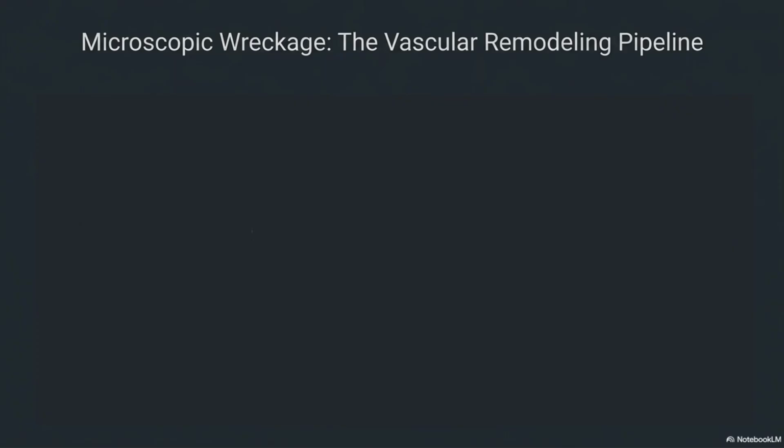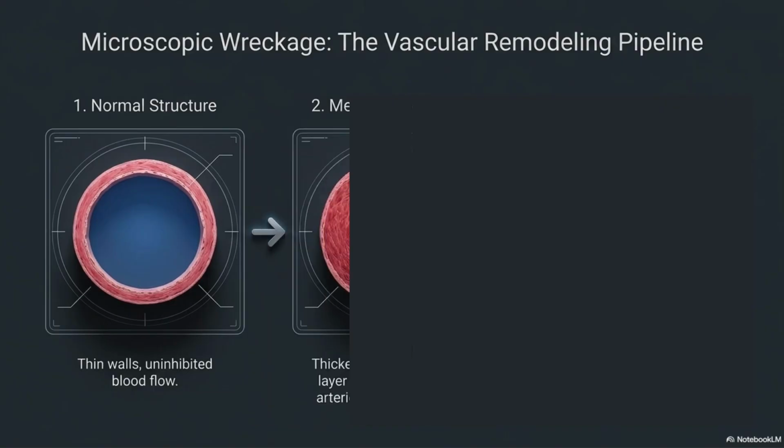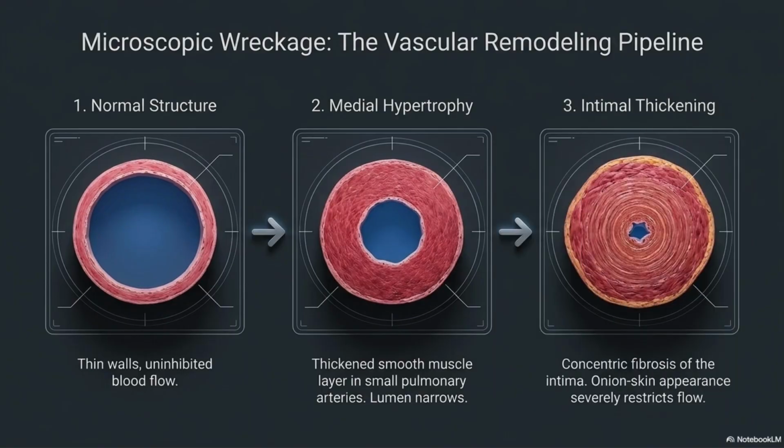Let's look at the microscopic wreckage caused by this shift through the vascular remodeling pipeline. Step 1 is the normal structure, where we see thin walls and uninhibited blood flow. In step 2, we develop medial hypertrophy. We see a thickened smooth muscle layer in the small pulmonary arteries, which causes the lumen to narrow. Finally, in step 3, we see intimal thickening. This is a concentric fibrosis of the intima, creating a classic onion skin appearance that severely restricts blood flow.